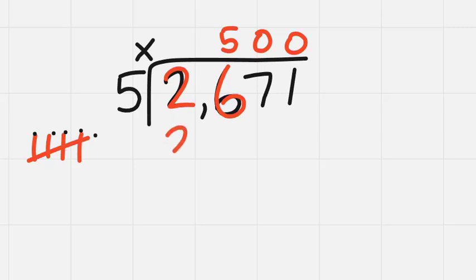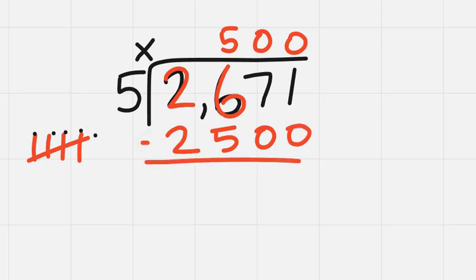5 times 5 is 25. Then we add on the 2 zeros, and then we subtract. 1 minus 0 is 1. 7 minus 0 is 7. And then 6 minus 5 is 1. And then 2 minus 2 is nothing, so we can ignore it. Then it's time to divide again.